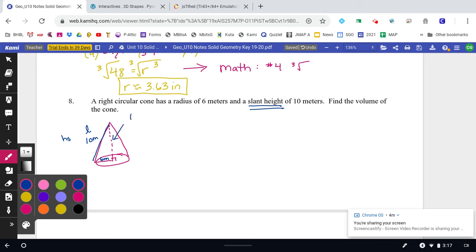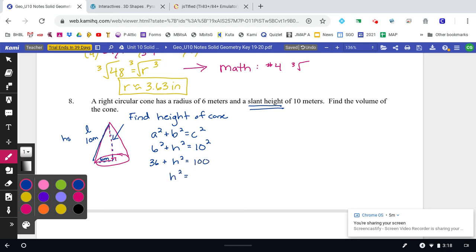So I need to actually find the height of the cone first. So what we're going to do is we're going to recognize right here that we have a special kind of triangle, one of our favorites, right triangle. So we're going to use our Pythagorean theorem. And we know that we have the bottom being 6. We don't know this height and our hypotenuse. Okay, so 36 and 100.